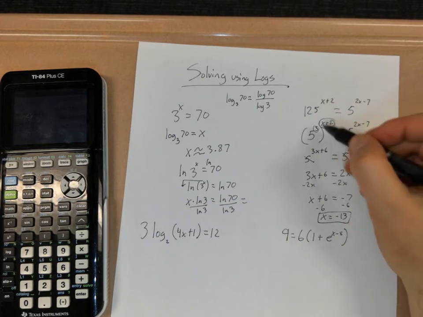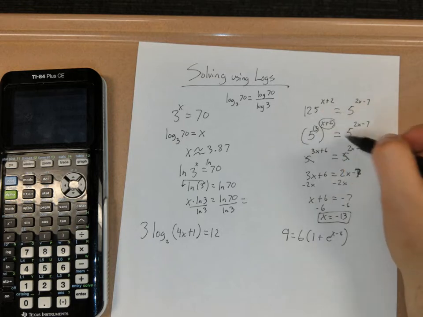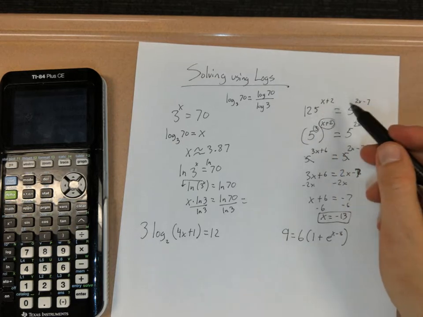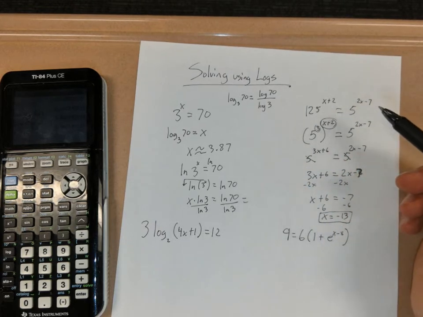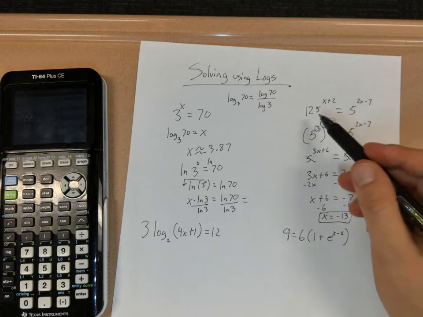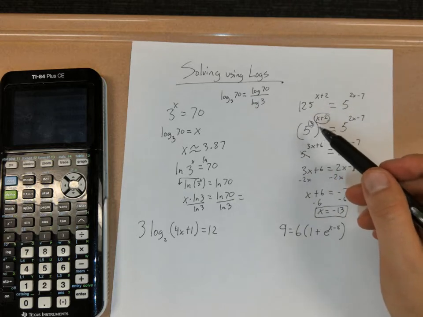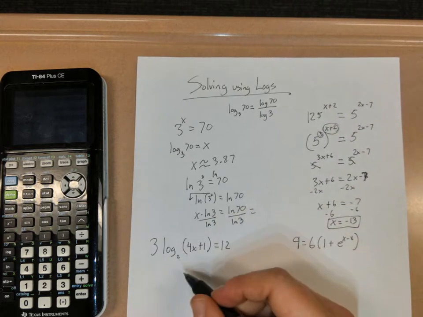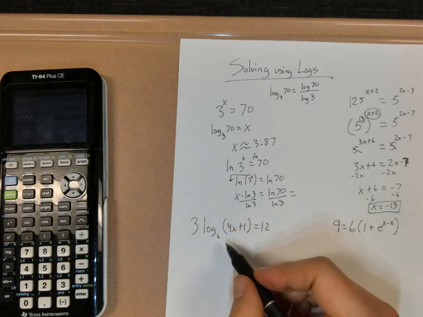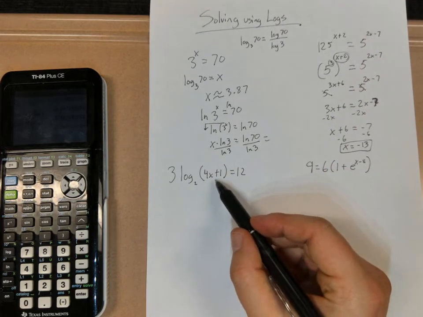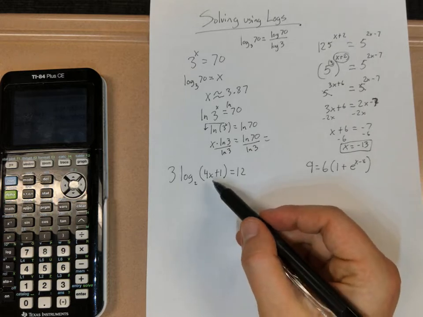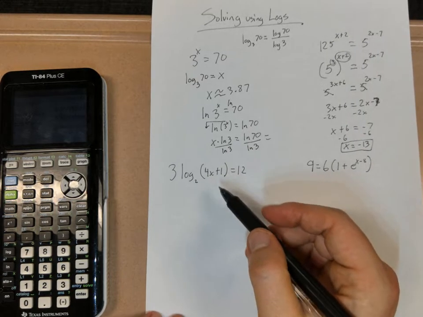You won't always be able to write it as the same base, but more often than not, that should be something that you can do when you see something like that. If you cannot do that, then one of the best ways to solve that is just by graphing, or you can use logs, but that can get kind of messy. Over here, if I want to solve this equation for x, it's kind of trapped in the log, so we're going to have to do some work to get rid of that first.